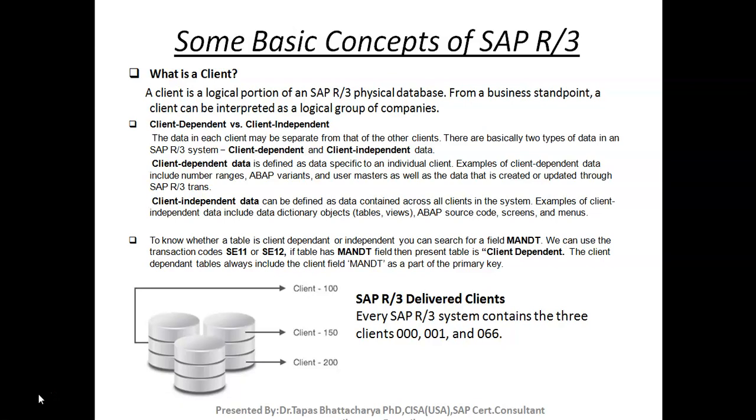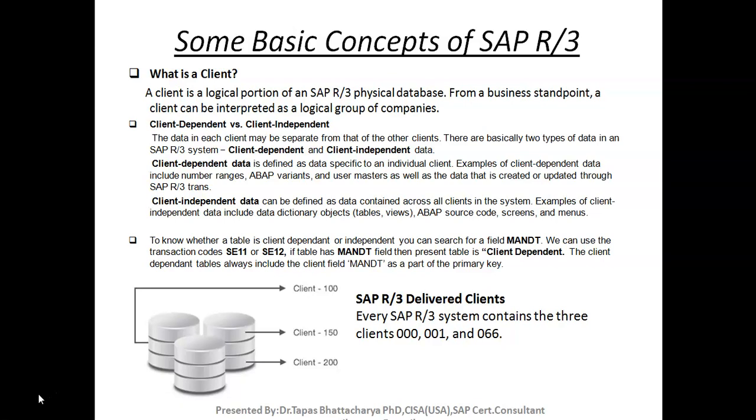Okay, if any source code needs to change for a particular client, that is done with a JET program. That JET program is regarded as client-dependent data. Now, in order to know whether a particular table is client-dependent or independent, we need to call the SE11 or SE12 transactions, and if you find the table has a MANDT field, then it is known as client-dependent information.